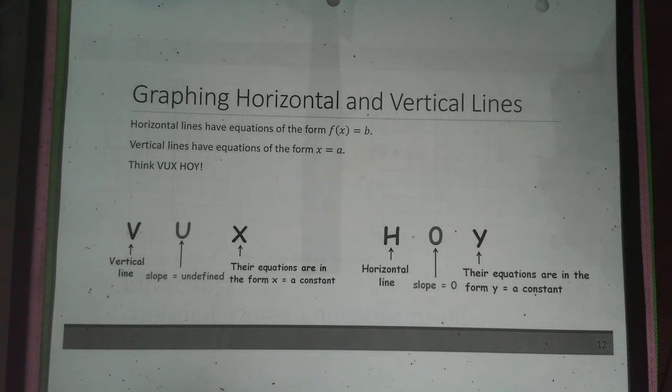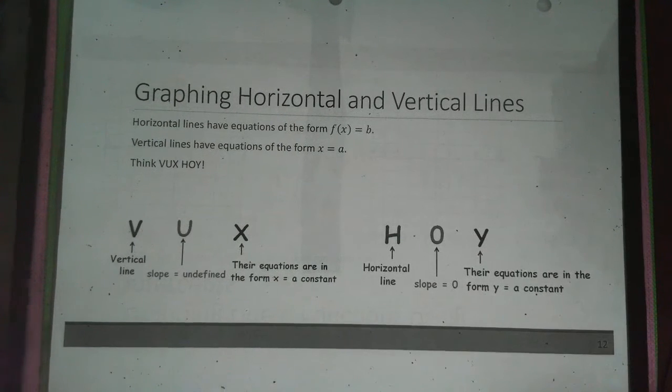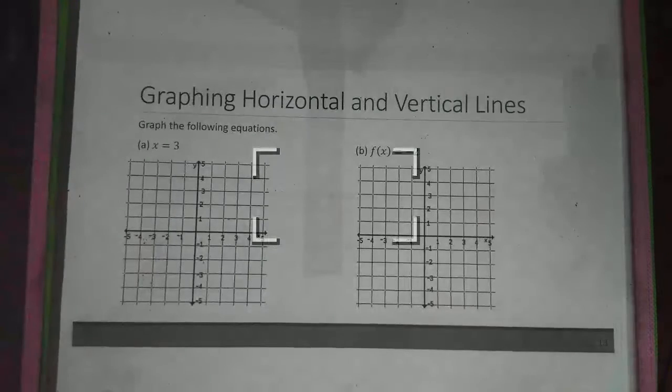If you just see x equals a number and you're graphing it, it is a vertical line. So if you come up with an equation that just looks kind of weird, try thinking VUX HOI and see if that'll help you graph what you're working on. So we want to graph the following equations: x equals 3 and f of x equals -2.